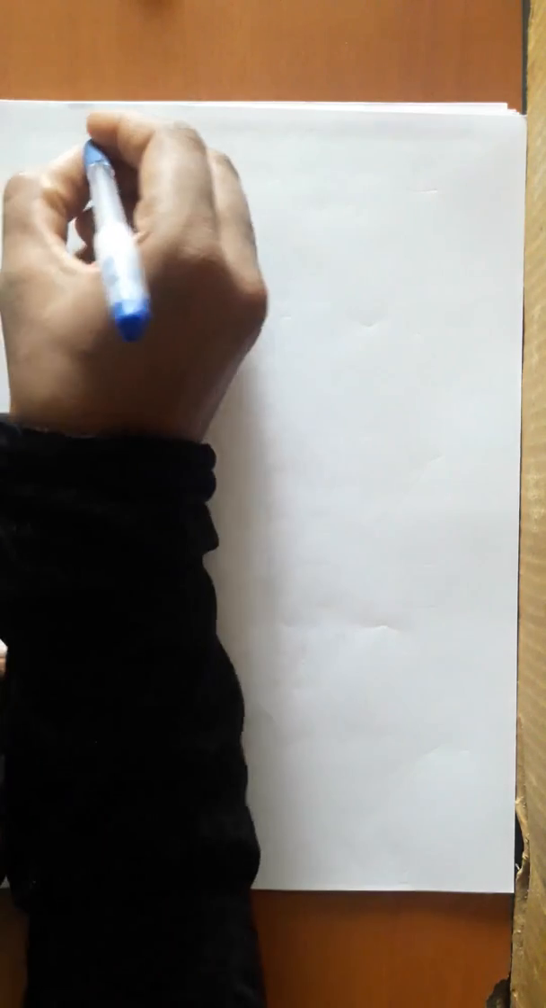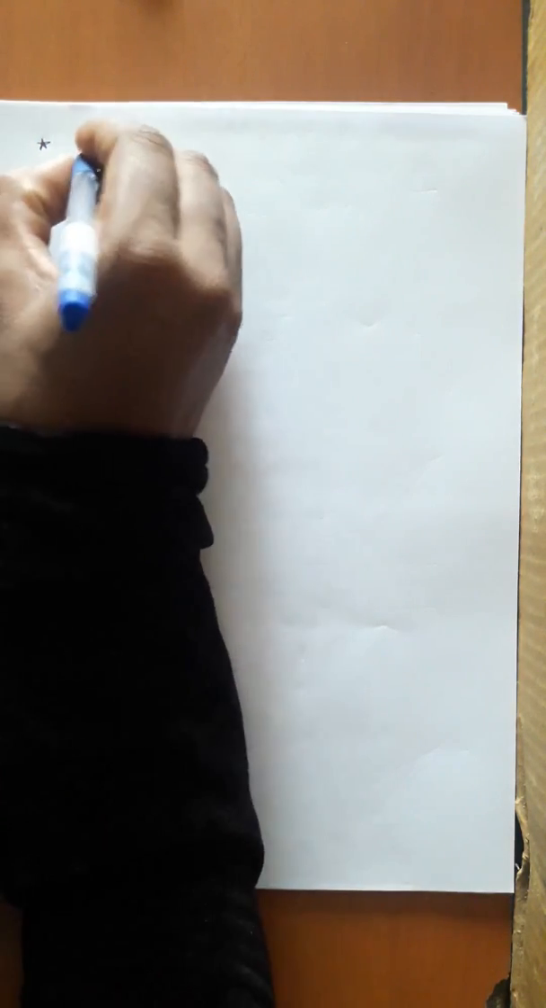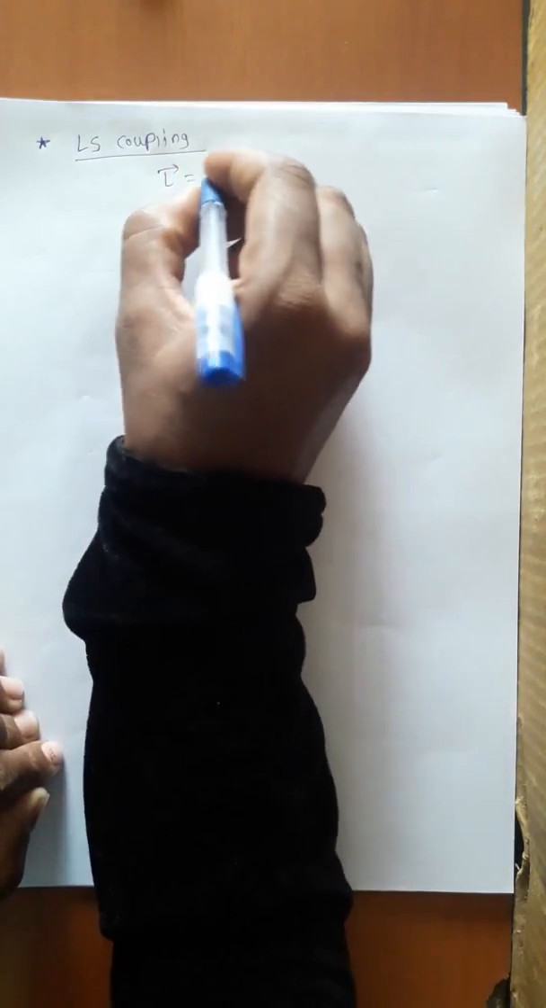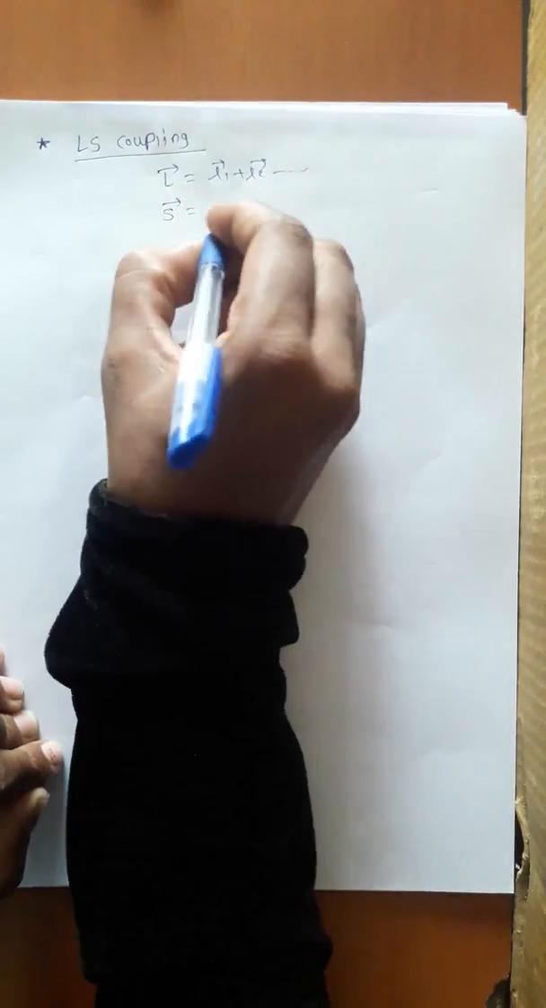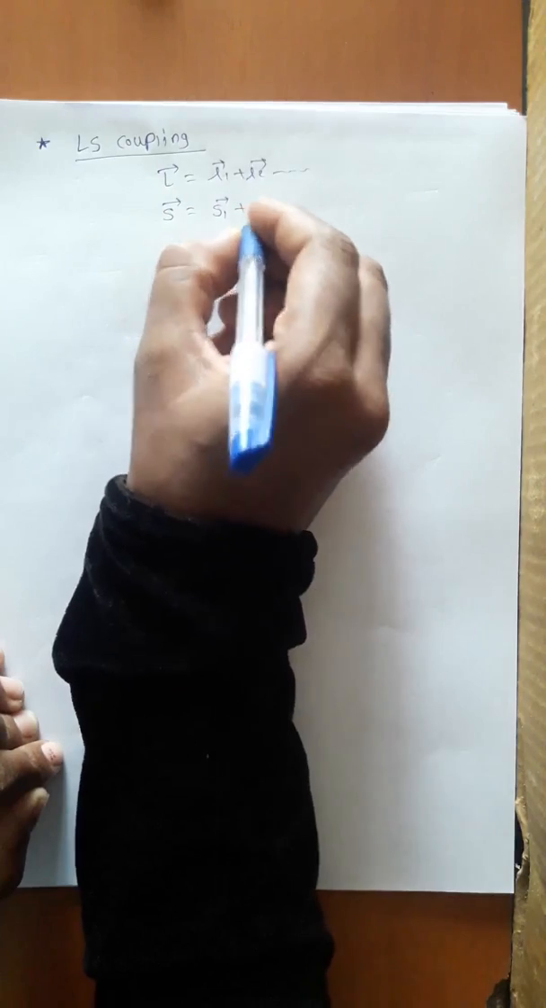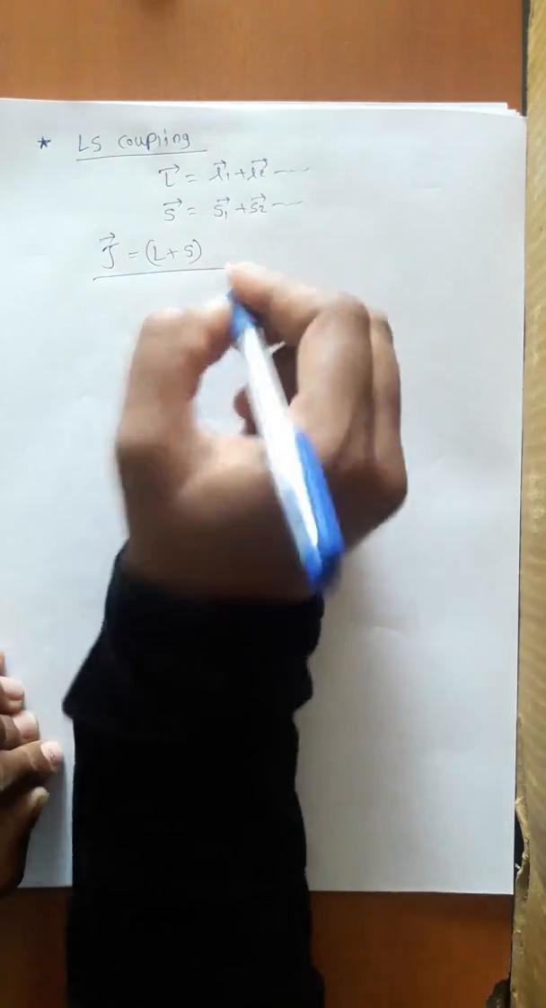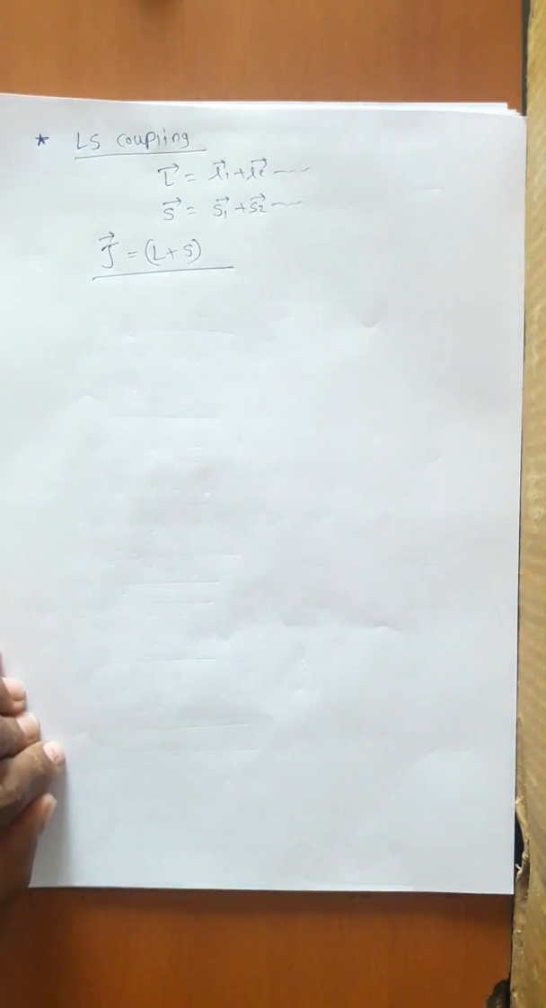Hello everyone. In the last lecture we saw the LS coupling, in which the L bar vector is L1 plus L2 and L3 and so on, and the S bar vector has sub-vectors S1 plus S2 and so on. Combining this L plus S, we get the resultant J bar. This is all about the LS coupling.